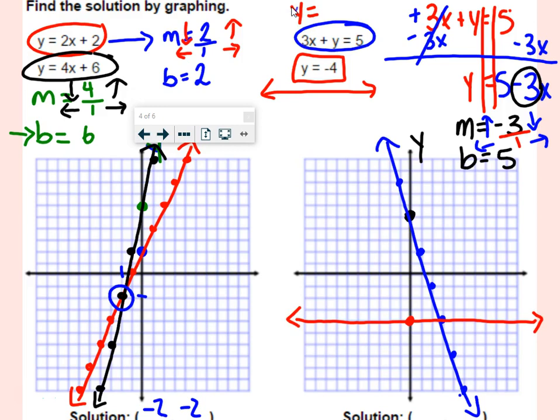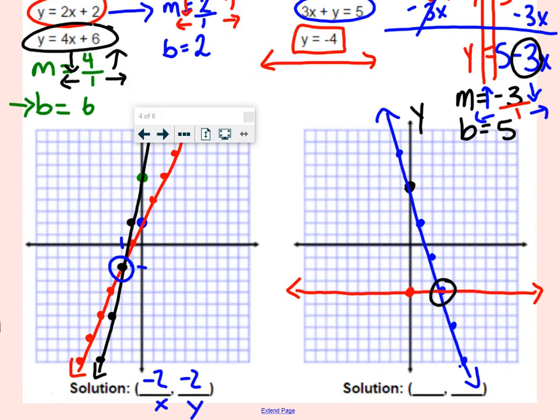Now, our two lines, our red line and our blue line, do share a point. They cross right there, and that is going to be our solution. So, we need to write a coordinate point for that, x and y. On our x-axis, we're right here at 3. And on our y-axis, we're right there at negative 4. So our solution is 3, negative 4.